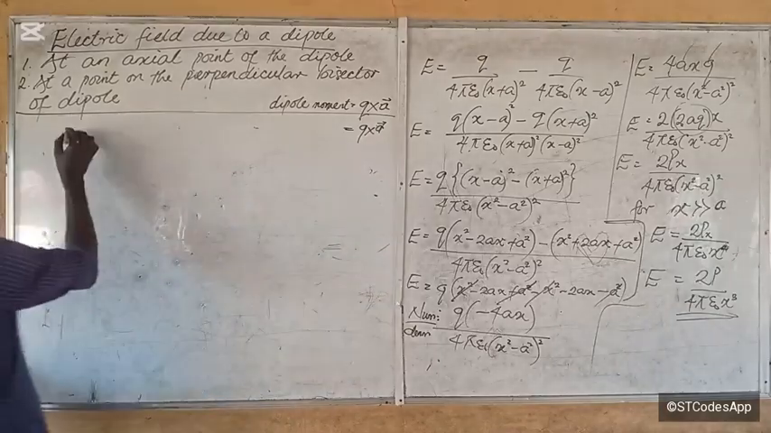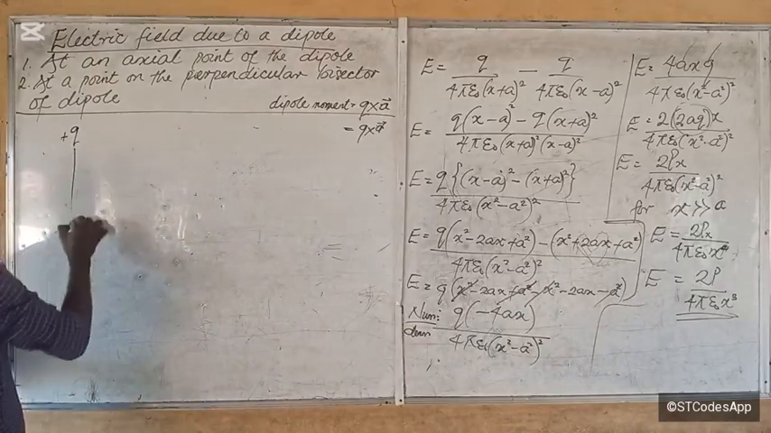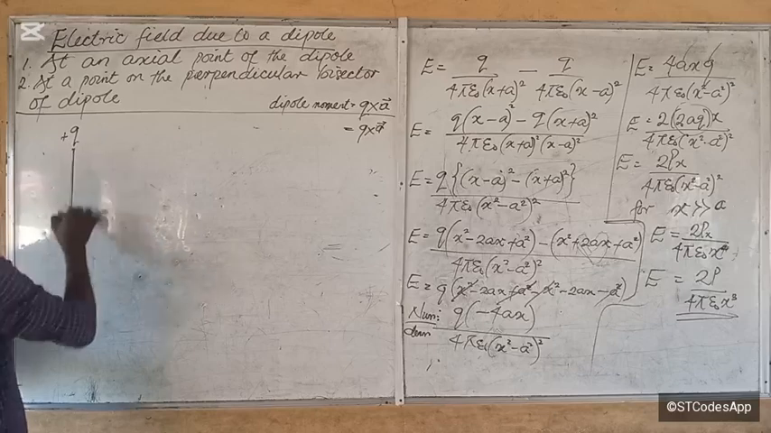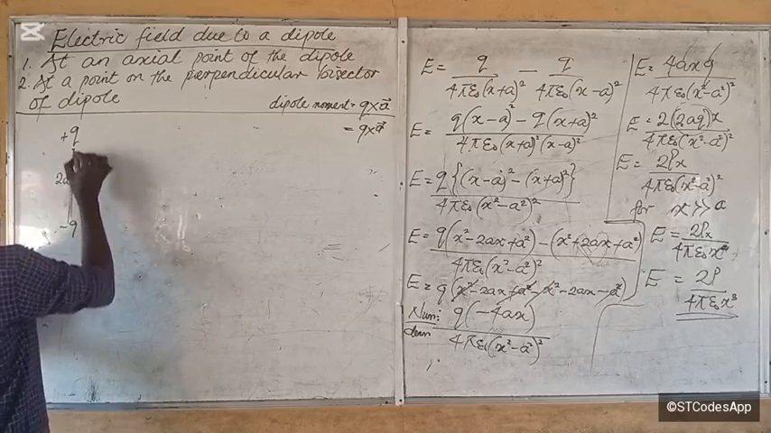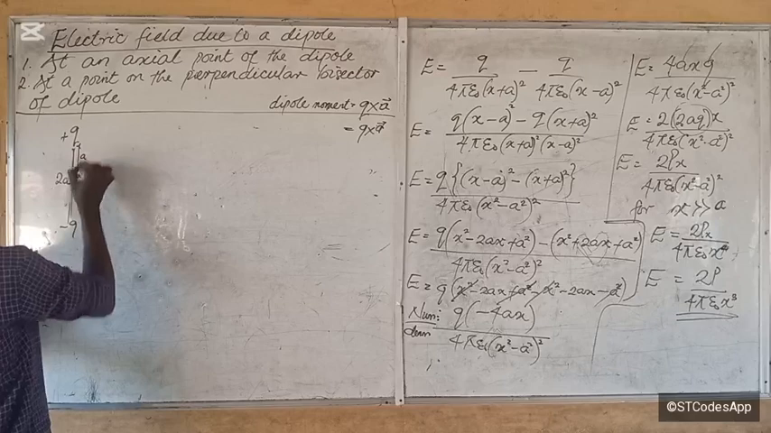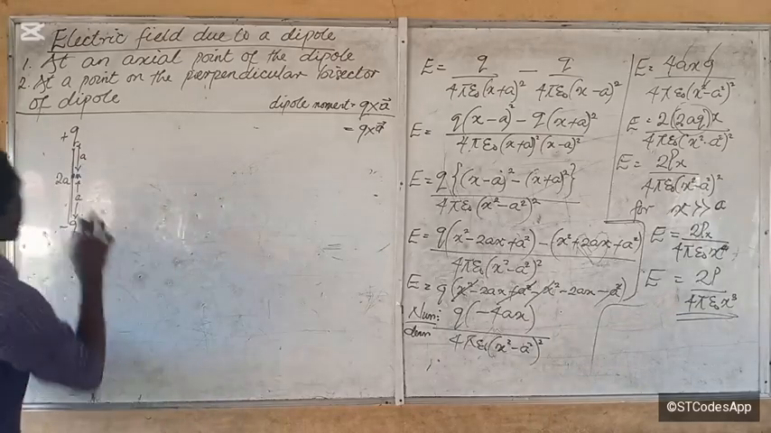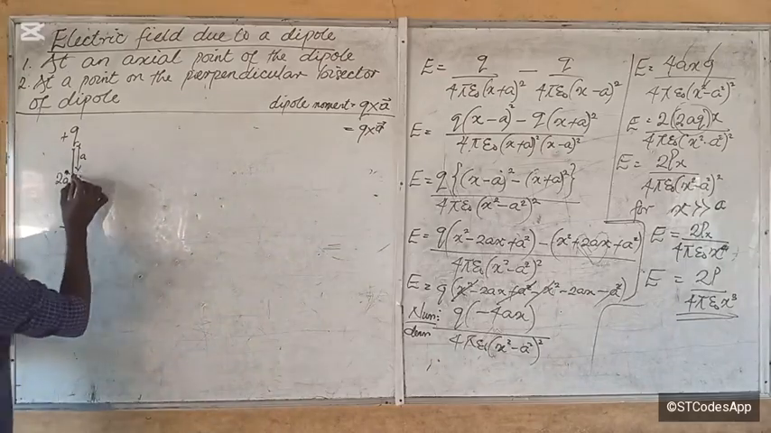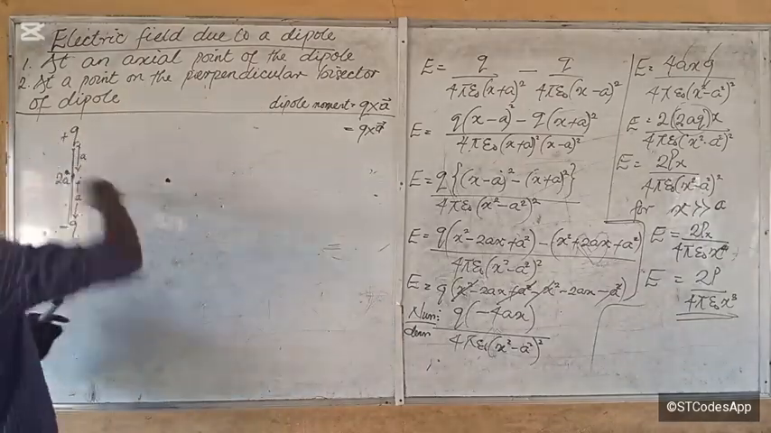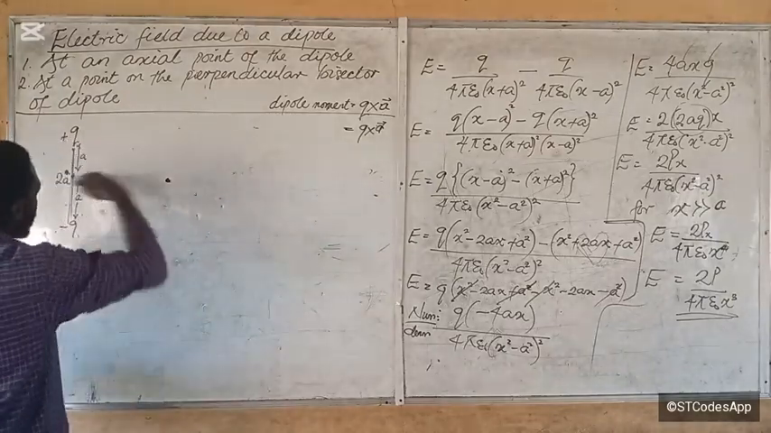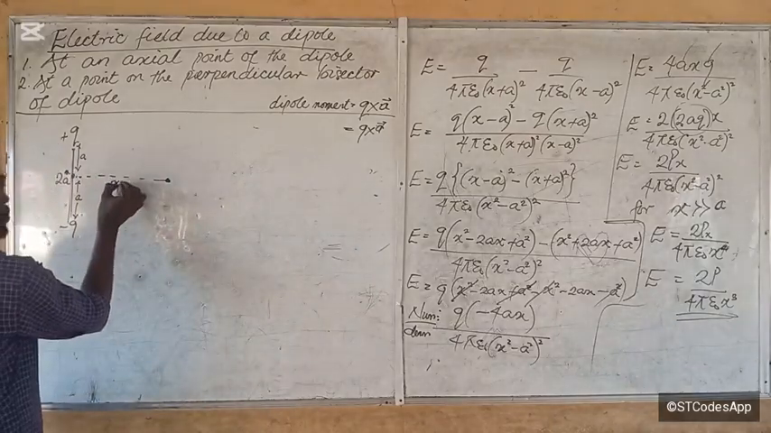So let me put my positive charge here and my negative charge here, and they are separated by distance 2a still, right? So that there is a point M here, where from here to here is going to be a, and from here to here is going to be a. Now we are calculating the electric field at a point P that is on the perpendicular bisector. So this is our perpendicular bisector, this point here. Does that make sense? So this distance away here is going to be x.